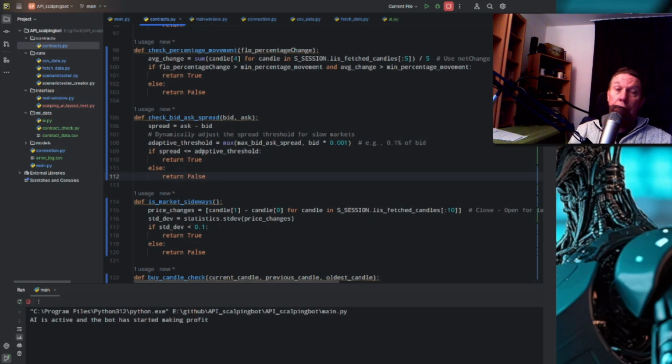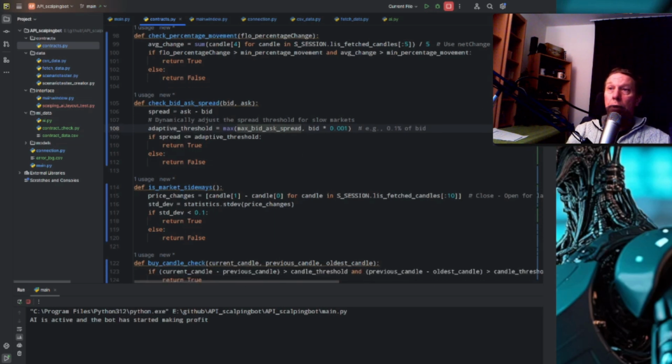And if the spread is small enough, which means a lot of bidders and sellers are talking to each other, then we get a true. And I also made it an adaptive threshold to make sure that it's not one time only for that specific candle, but we look a bit further than just one. That's the second one I added.